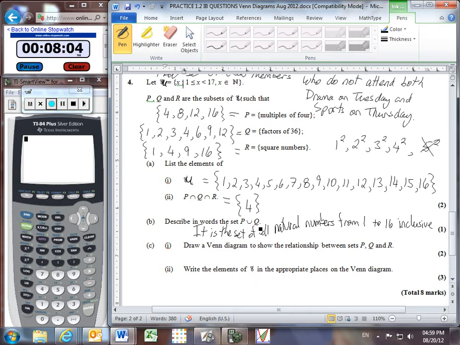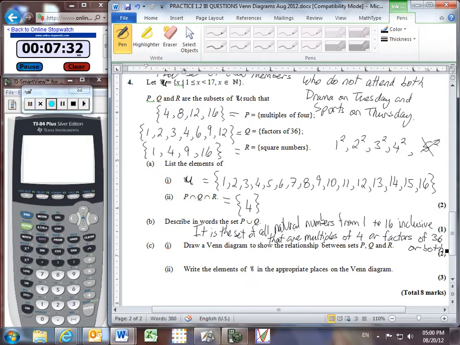So it is the set of all natural numbers from 1 to 16 inclusive. Maybe I'll just say that are, because I've already said all the numbers. All the natural numbers that are multiples of 4 or factors of 36 or both.